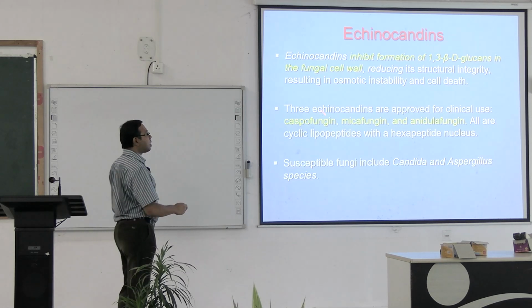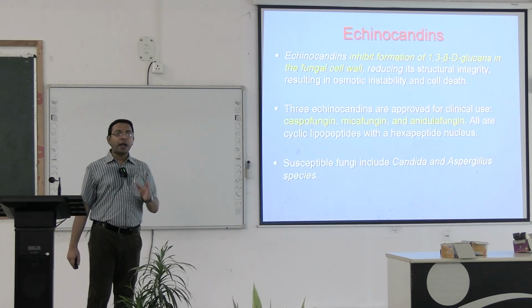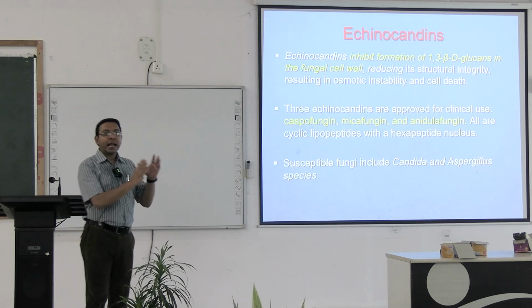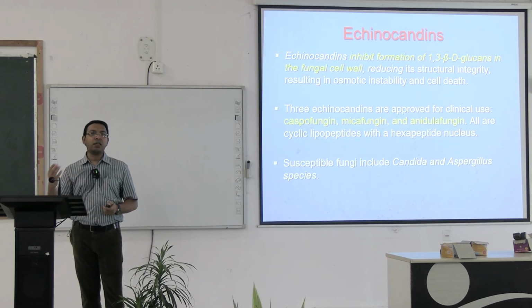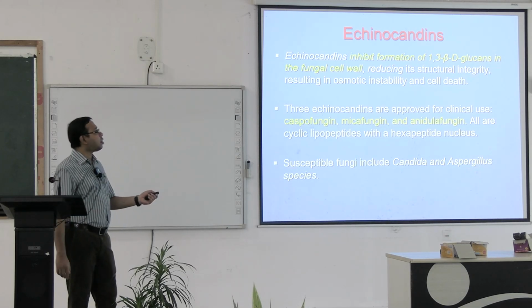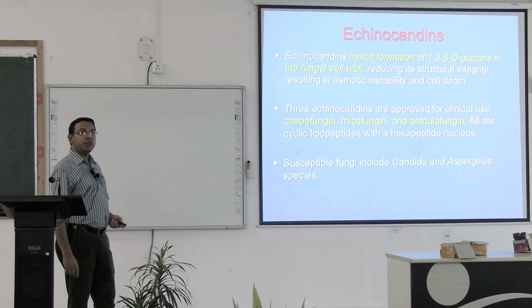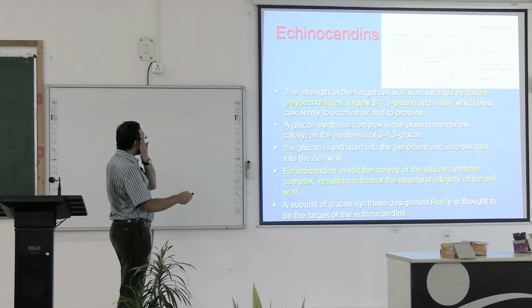There are 3 drugs: Caspofungin, Micafungin and Anidulafungin. These come under the group of echinocandins that block the cell wall synthesis of the fungal cells by blocking the formation of 1,3-beta-D glucan. Candida and Aspergillus species are usually blocked. So you can see this is the fungal cell, the fungal cell wall.